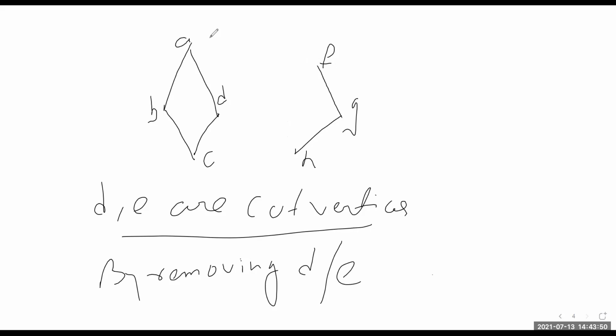Now we can see clearly if we remove D, it will look like this. In this particular network, without this vertex, there is no path between these vertices.